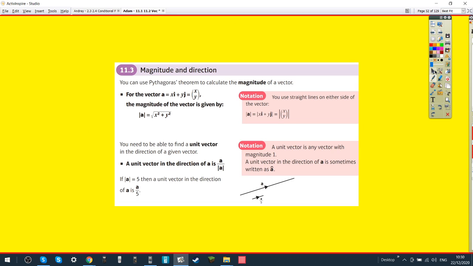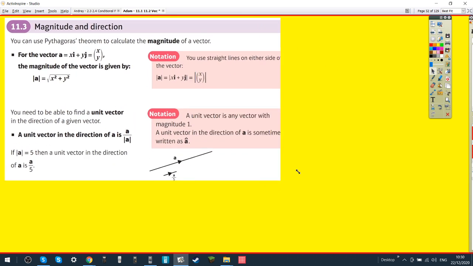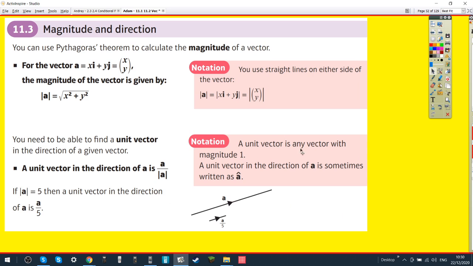Right, unit vector. What's this malarkey? A unit vector is any vector with a magnitude of 1. You need to be able to find a unit vector in a given direction. The unit vector in the direction of A is A over the magnitude of A. If the magnitude of A is 5, then it's a fifth of A. So you have to make the magnitude 1. A over magnitude A.